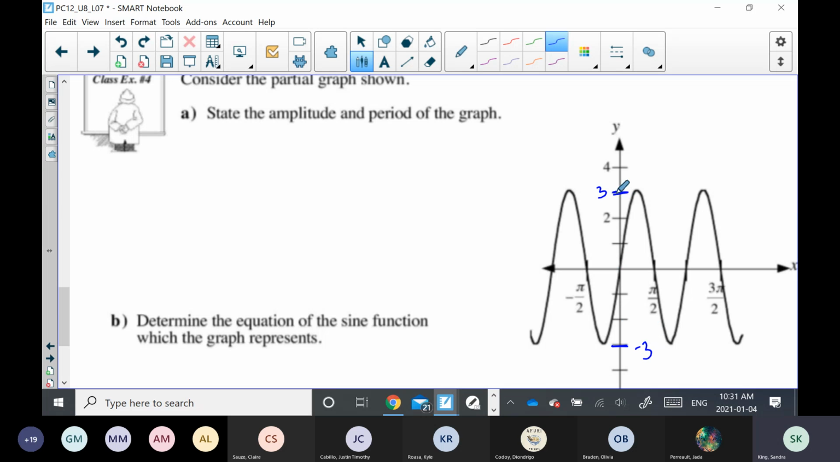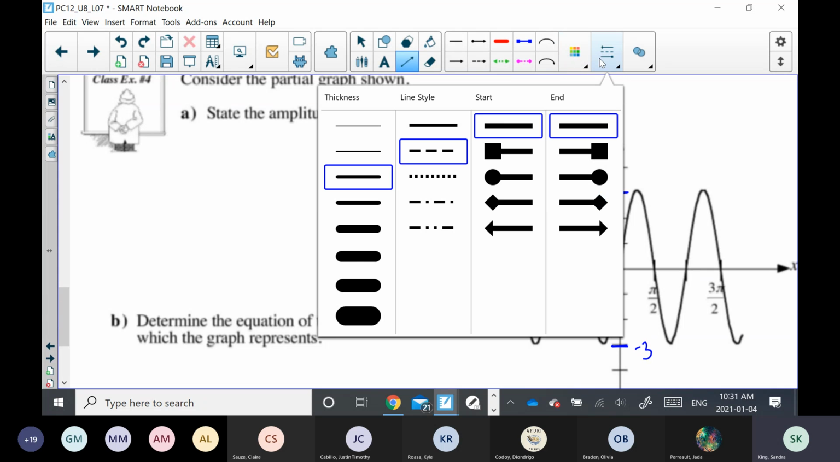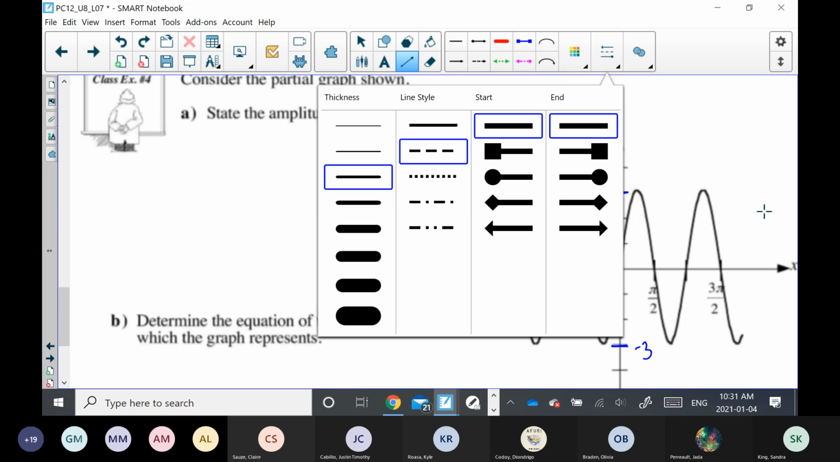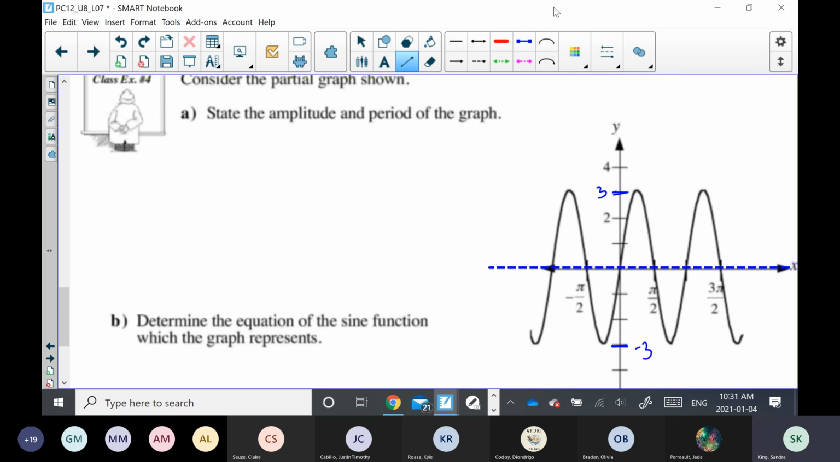So if I said to you guys, what's the middle of the graph? What would the midline of this graph be? I hope that everybody sees that the midline is 0. So if you have a ruler, I want you to put the midline in, because this will be helpful for tomorrow. You'll need this. So the equation of this line here is y is equal to 0. That's going to give us the midline of the graph, but the midline of the graph is the d value, and it's going to be 0.